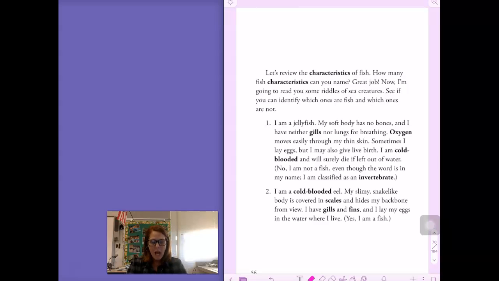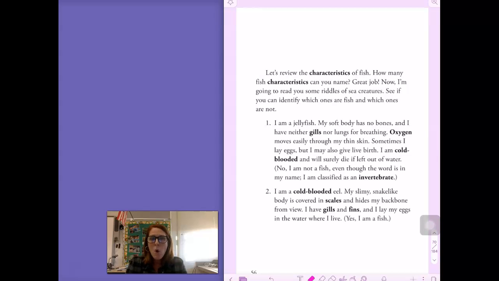Number 1. I am a jellyfish. My soft body has no bones, and I have neither gills nor lungs for breathing. Oxygen moves easily through my thin skin. Sometimes I lay eggs, but I may also give live birth. I am cold-blooded and will surely die if left out of water. No, I am not a fish, even though the word is in my name. I am classified as an invertebrate.